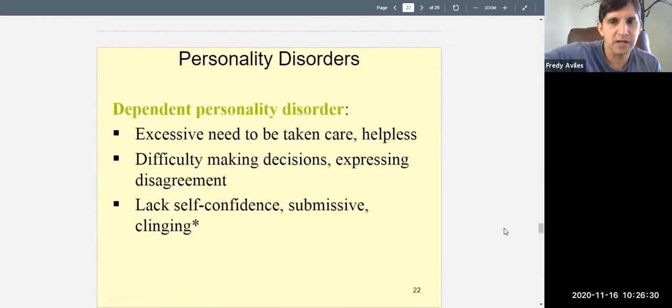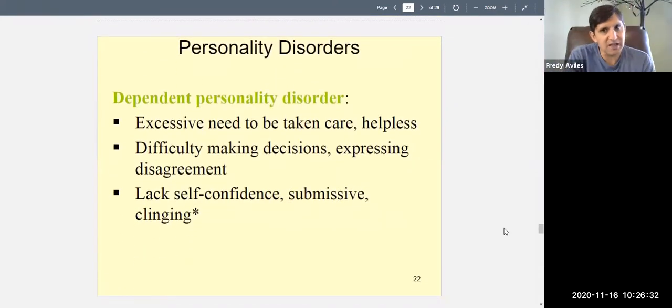There are other personality disorders. There's also dependent personality disorder. These are people who are dependent. The name kind of says it all. These are people who have an excessive need to be taken care of. They feel helpless on their own. They have difficulty making decisions, difficulty expressing disagreement with people. They lack self-confidence, they're submissive, they're clingy. Let me explain. These are people who, to some extent, act like children. They need you to tell them what to do. They need you to take care of them and do everything for them.